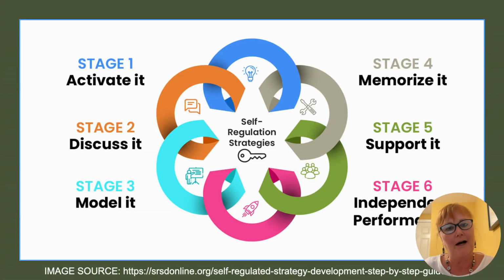So the SRSD model consists of 6 stages. In your first stage, you develop your background knowledge. In the second stage, you talk about it, you discuss it. In the third stage, you move into modeling that strategy. By the fourth stage, the students are pretty much ready to memorize it. Then you move on to the fifth stage where you are standing back a little bit and supporting that strategy. And finally, in stage 6, you're hoping that they will establish independent practice.